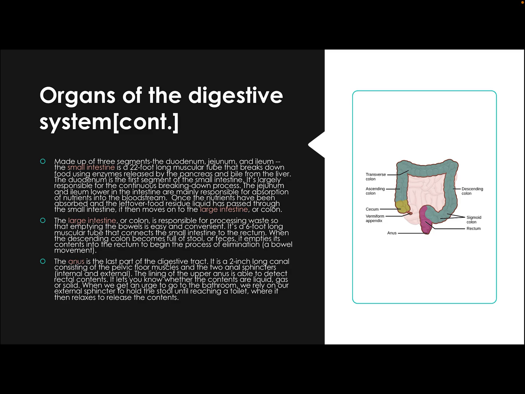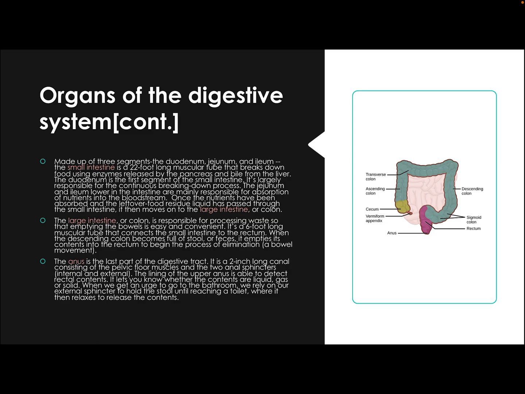Once these nutrients have been absorbed, the leftover food residue, liquid, passes through the small intestine and then moves into the large intestine, also known as the colon. The large intestine, or colon, is responsible for processing waste so that emptying the bowels is easy and convenient. It is a 6-foot long muscular tube that connects the small intestine to the rectum. When the descending colon becomes full of stool, it empties its contents into the rectum to begin the process of elimination, which is considered a bowel movement.